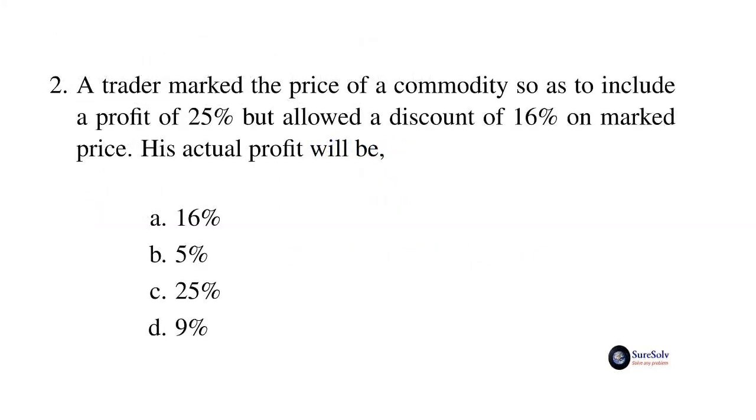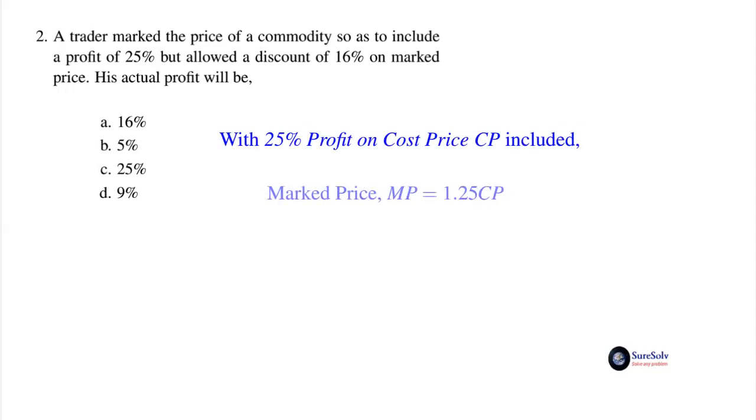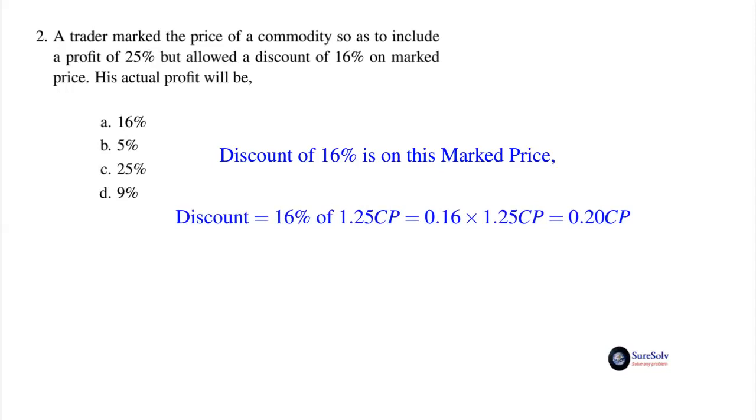Profit of 25% is included in the mark price and discount is 16%. So what will be the actual profit, right? With profit of 25% included in the mark price, it will simply be 1.25 times cost price CP, as profit is always on cost price. Discount of 16% is on this mark price. So discount will be 16% of 1.25 CP, that is 0.20 CP.